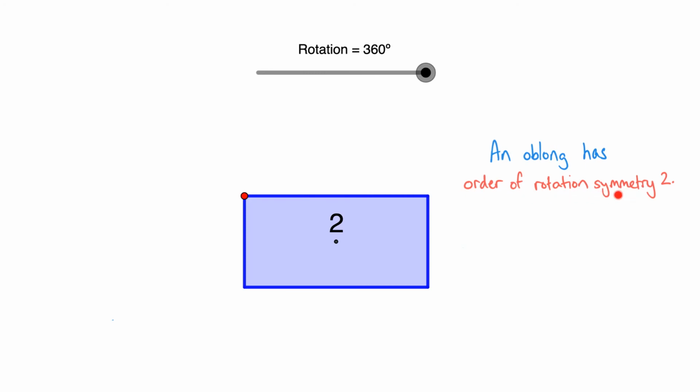You might hear this said in different ways. We could say that it has rotation symmetry of order 2 or rotational symmetry of order 2. These are just different ways of saying the same thing.